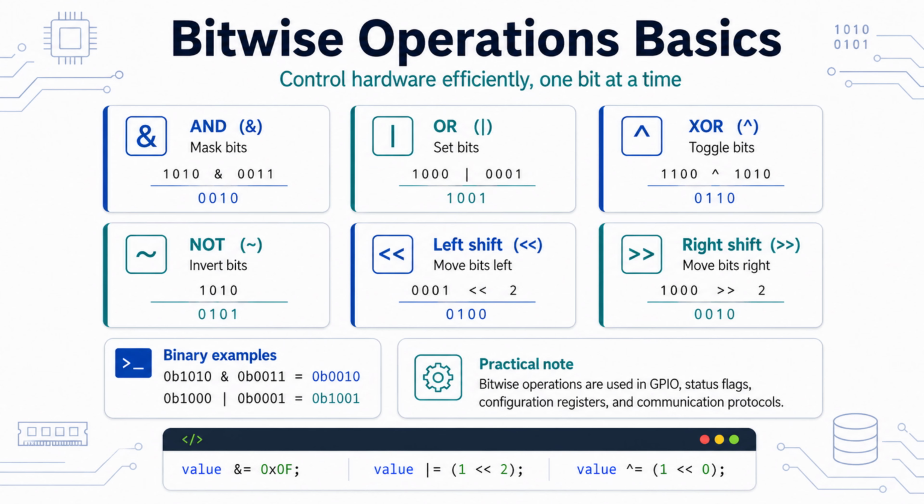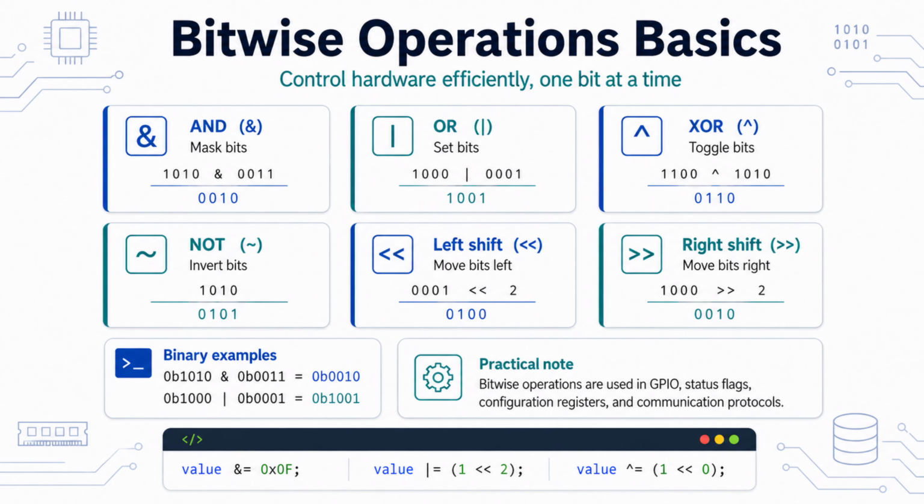Bitwise operations are one of the most important skills in embedded C because hardware is usually controlled bit by bit. The AND operator is used to mask bits, meaning we can check whether a specific bit is 1 or 0. The OR operator is used to set bits without affecting the other bits. XOR is useful for toggling a bit, for example flipping an LED state. Not inverts bits, which is often used when creating clear masks. Left shift moves a bit to a higher position, and right shift moves it to a lower position.